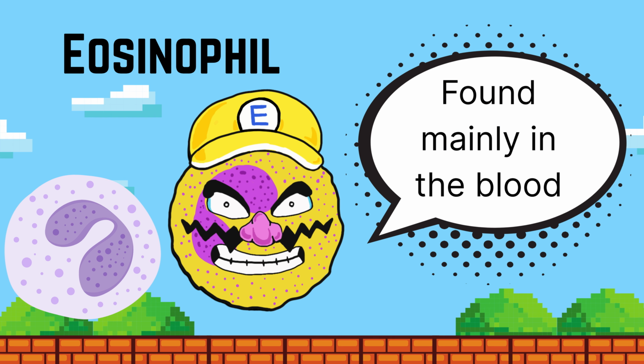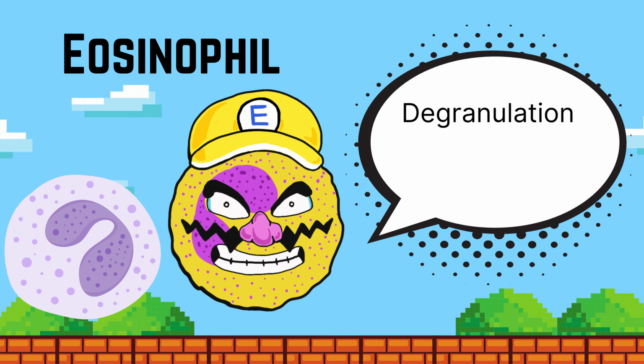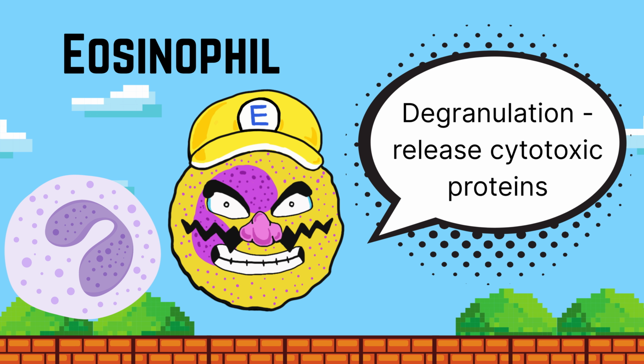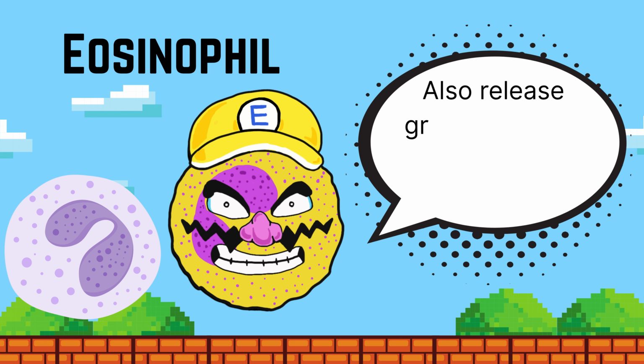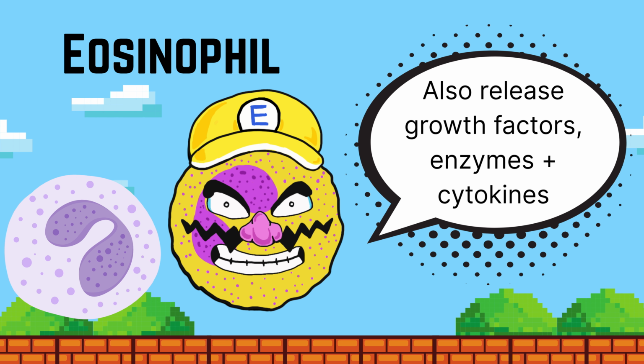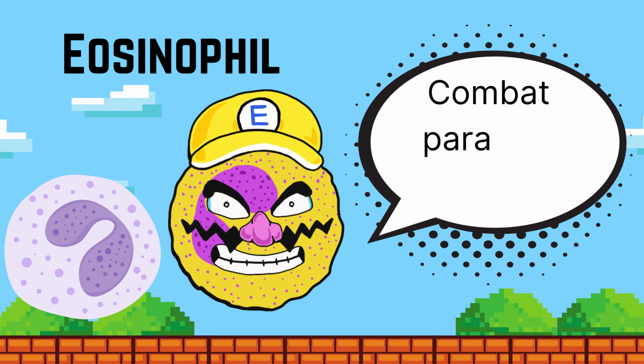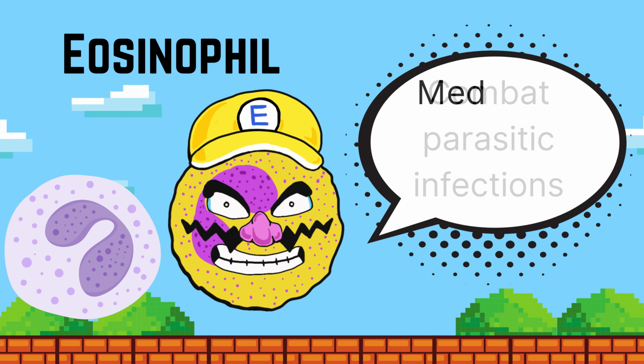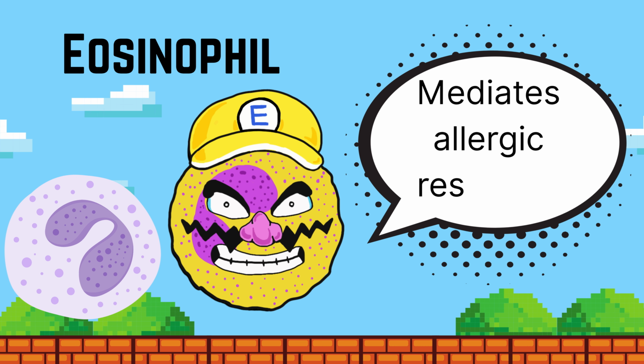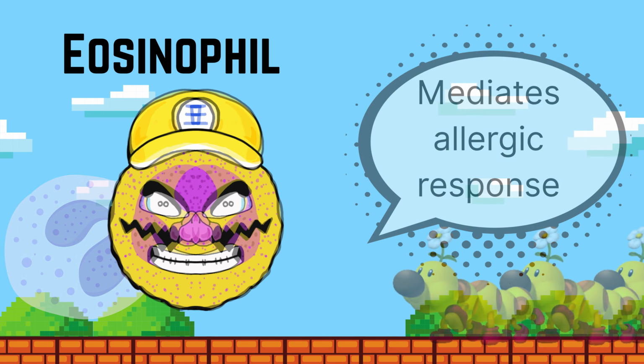Eosinophils are mainly found in the blood. They degranulate, and that means those sacs or granules inside the cell fuse with the cell membrane, and this makes them release their contents into the surroundings. The granules contain growth factors, enzymes, and cytokines, so by releasing these things, eosinophils can help combat parasitic infections and mediate allergic responses. Eosinophils aren't always present though.